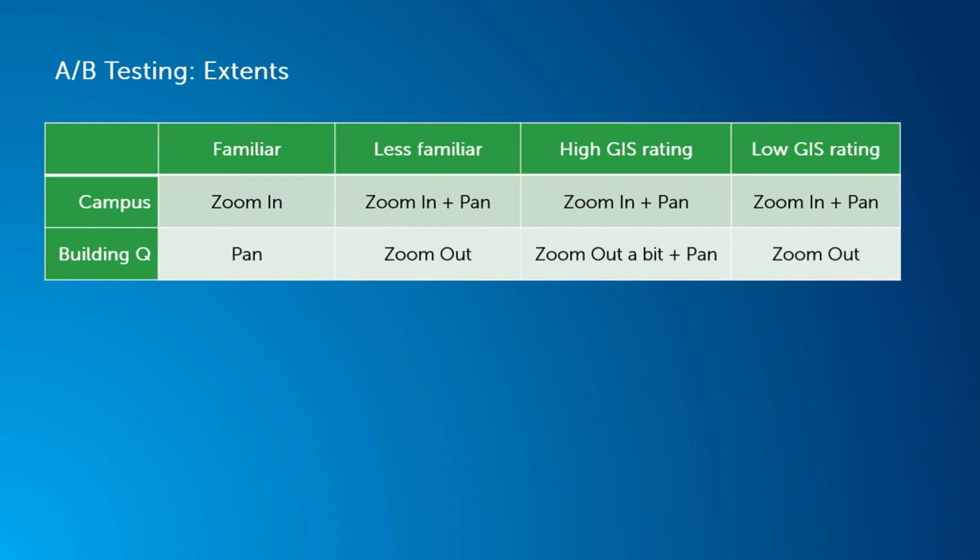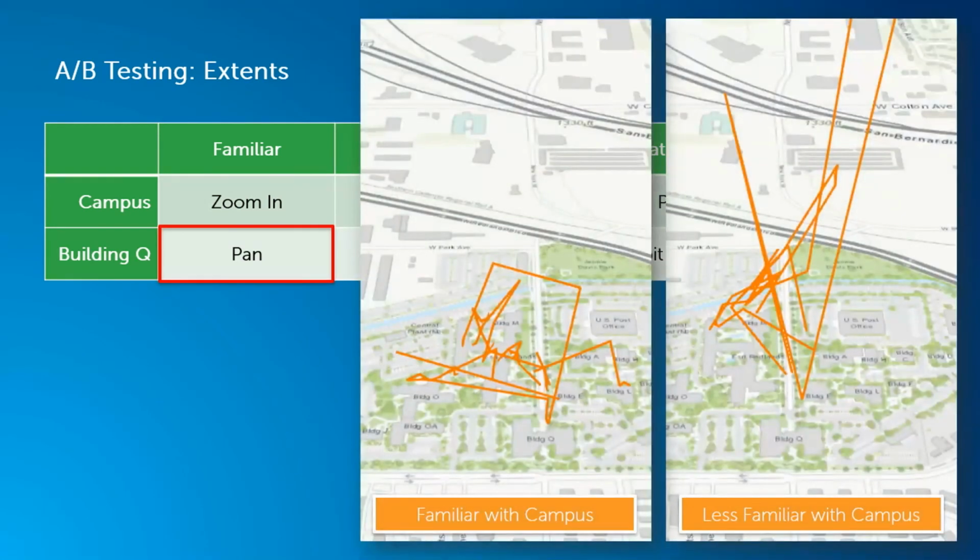Very interesting was the behavior of the user group that saw Building Q. We saw that the people that were familiar with the campus would immediately pan to the office location, while everybody else would first zoom out and then pan. So visualizing this in a 3D space, panning would be along the X and Y axis, and zooming would be along the Z axis.